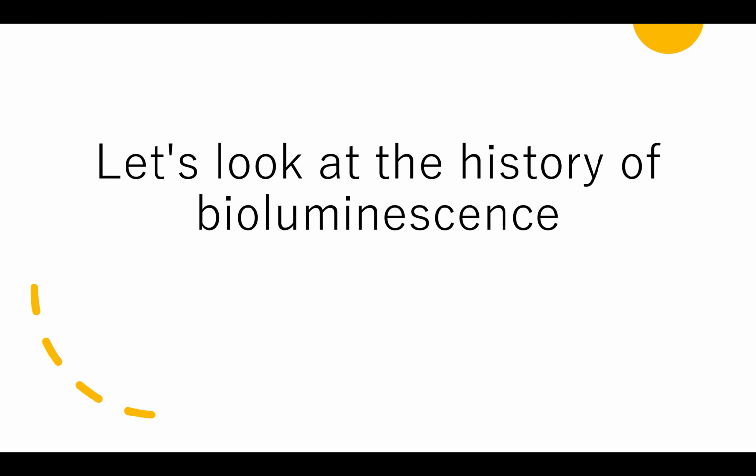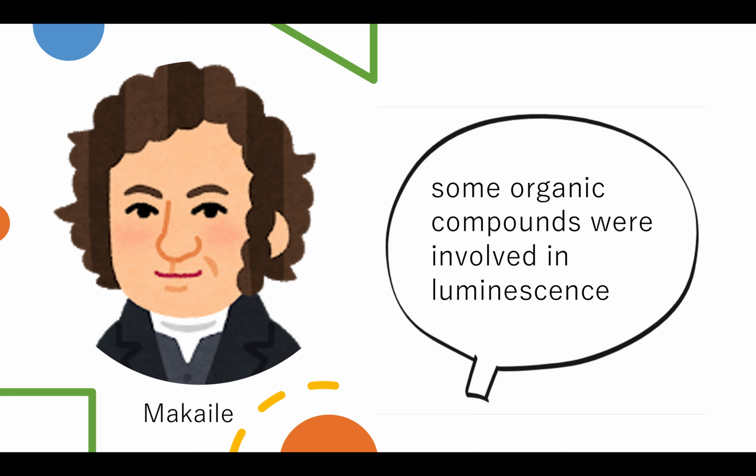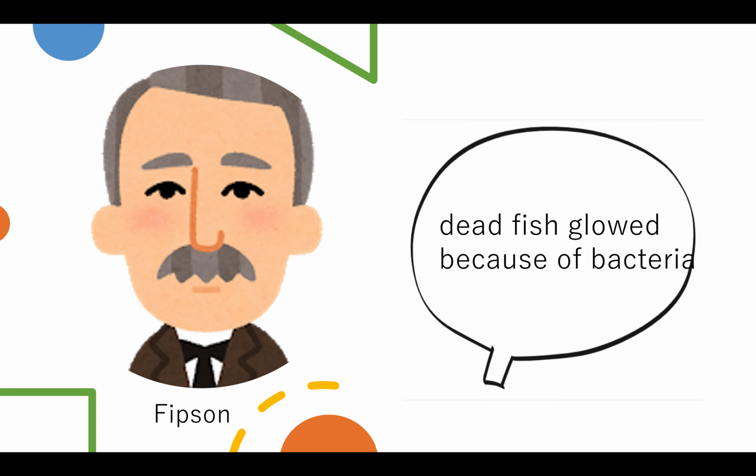Let's look at the history of bioluminescence. The chemistry of glowing creatures began in the 19th century. In 1821, Merkel found that some organic compounds were involved in luminescence. And in 1892, Phipson found that dead fish glowed because of bacteria.